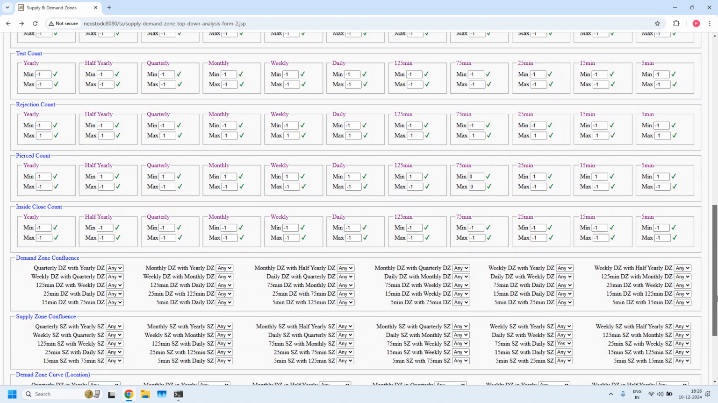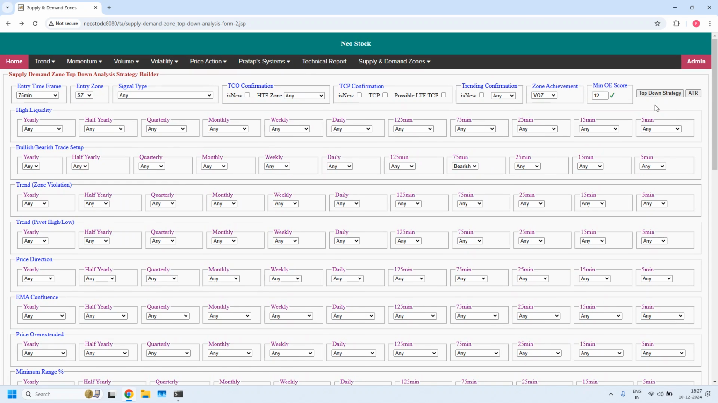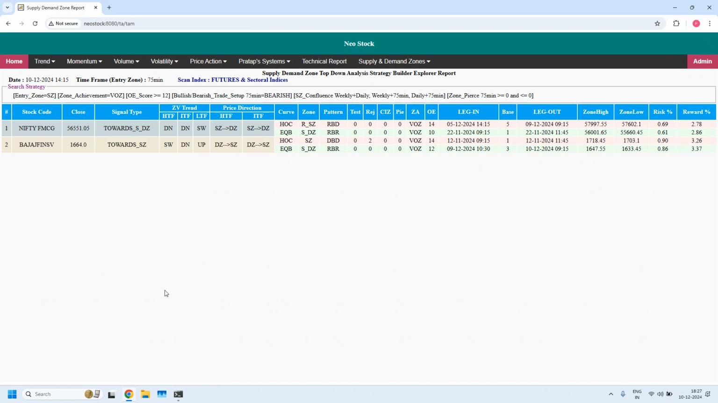Now in the supply zone confluence, three filters we have to set. One filter is already enabled, that is 75 minute supply zone with daily supply zone confluence. Second filter is 75 minute supply zone with weekly supply zone confluence. And third filter is daily supply zone with weekly supply zone confluence. With all the three filters, LTF, ITF, HTF supply zone confluence, we got two stocks.